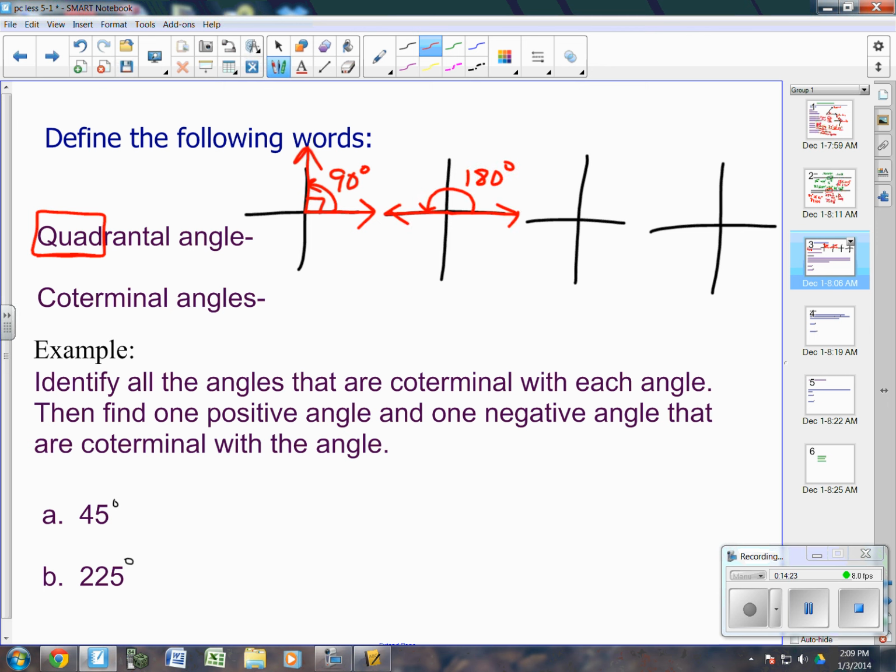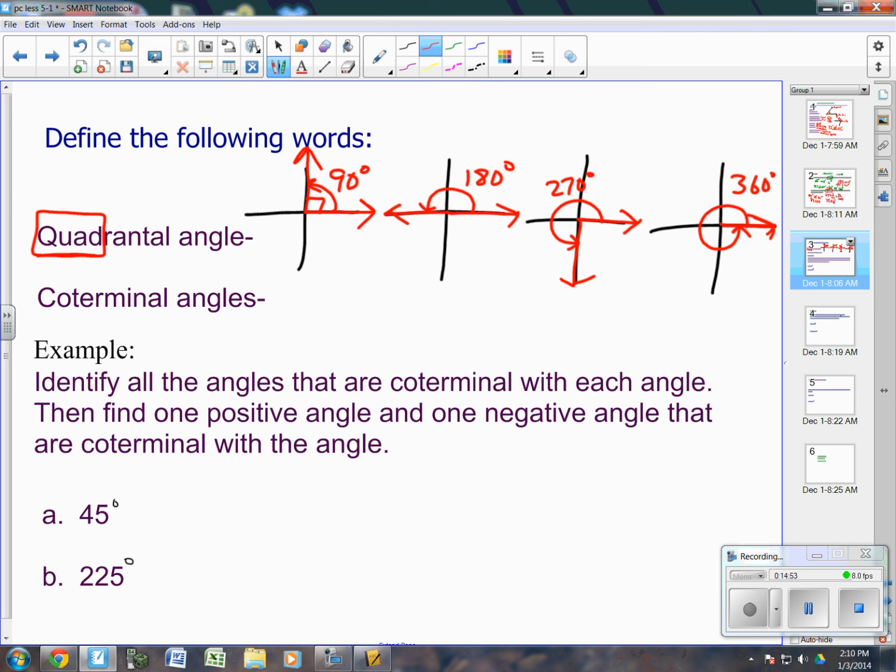What do you think the third one is? 270. Okay, if you turn it 90 degrees 3 times, you get 270 degrees, right? Every time your terminal side ends on an axis, that's called a quadrantal angle. And the last one? Yeah, if you go all the way around 360 degrees, the initial side and terminal side are both along the positive x-axis. 360 degrees is the last quadrantal angle.